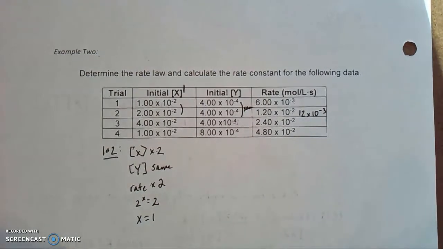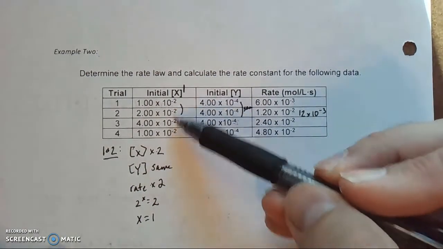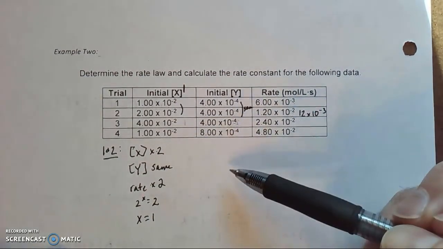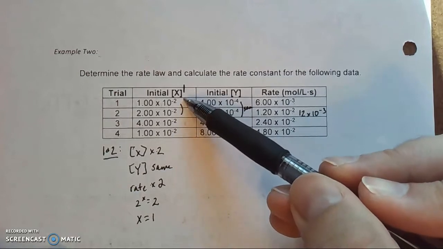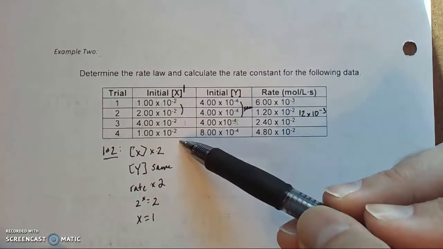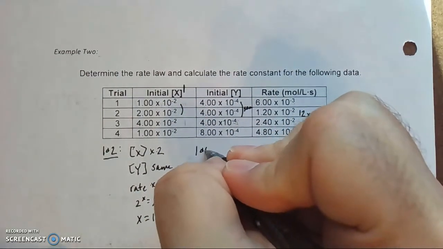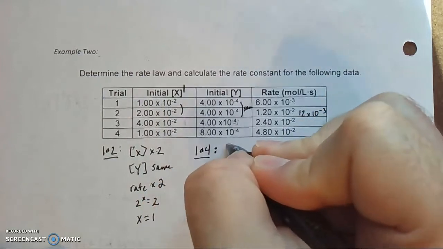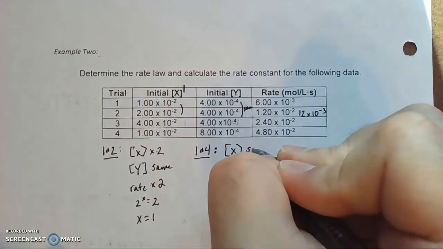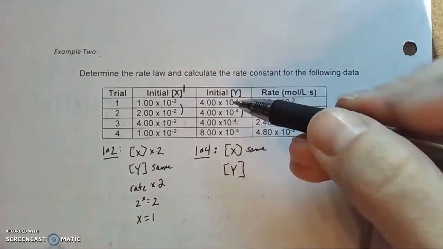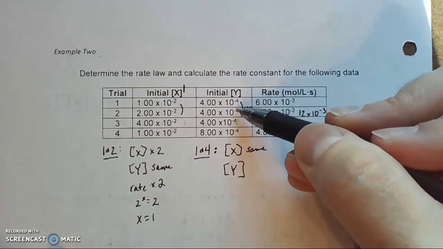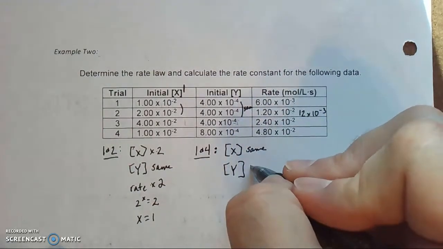Now I have to look for 2 experiments in which X stays the same and Y changes. So the only 2 trials that X stays the same is 1 and 4. So that's what I'm going to look at. 1 and 4. The concentration of X stays the same. The concentration of Y goes from 4 times 10 to the minus fourth to 8 times 10 to the minus fourth. It doubles.